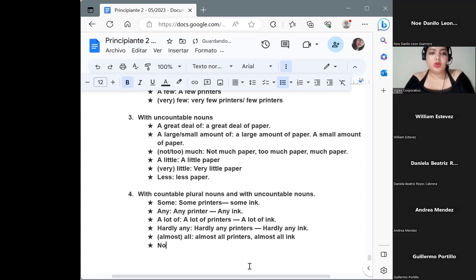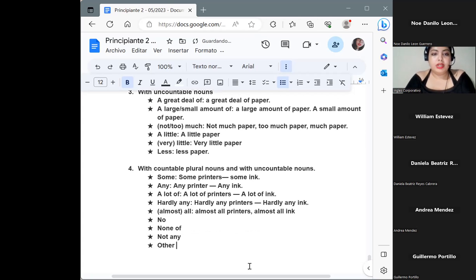Ok, then we have no. Vamos a poner ya las últimas palabras por acá. None of. Not any. Y también other. Estas palabras que tenemos acá las vamos a utilizar con estas dos categorías, con los countable plural nouns y con los uncountable nouns. Así que tenemos también como esa variedad de palabras, ¿verdad? Que podemos utilizar con ambos. No simplemente con una categoría, sino que tenemos dos categorías con las que lo podemos utilizar.